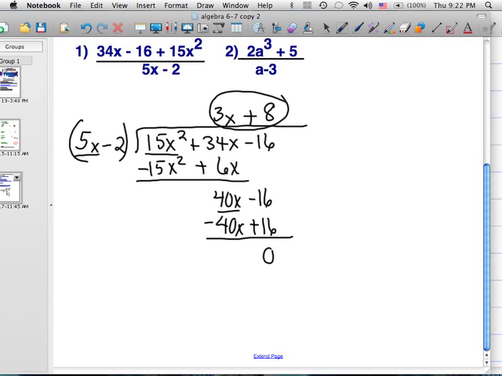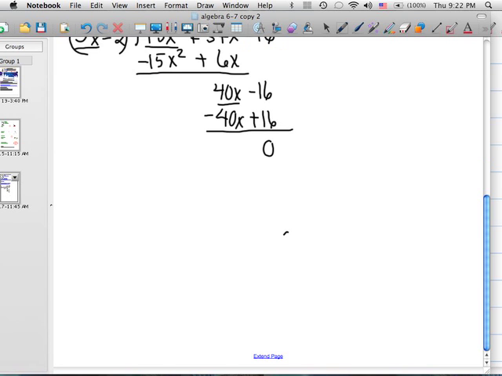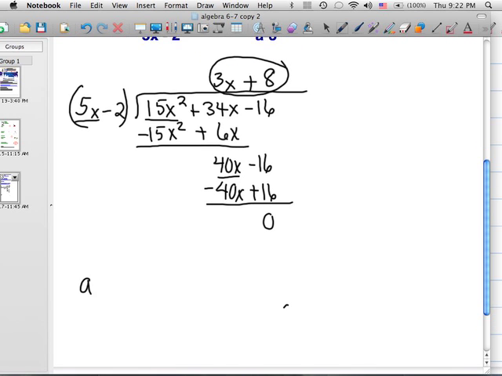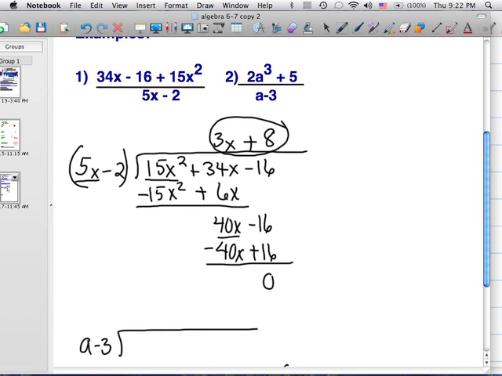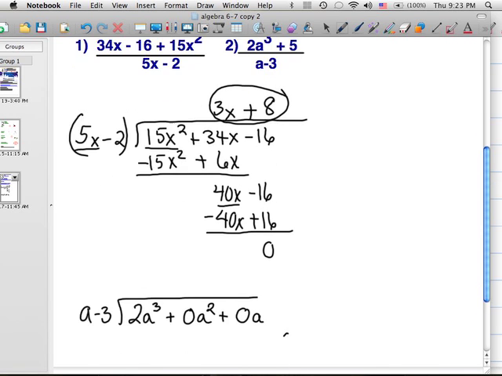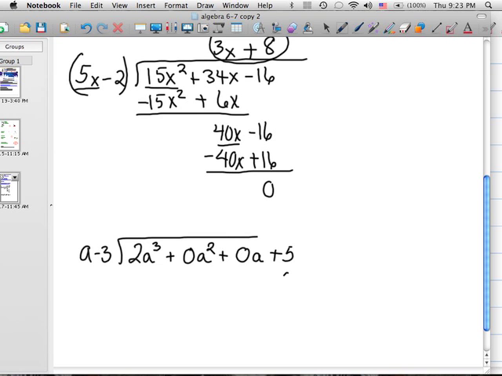The second fraction is another division problem, and the divisor is a minus 3. And we're dividing it into the polynomial 2a cubed plus 5. So 2a cubed we write down. We don't have the a squared term, so we hold it. And we don't have an a term to the first power, so we hold that. And then we do have the constant plus 5. So any terms that you're missing, you have to hold with a 0.